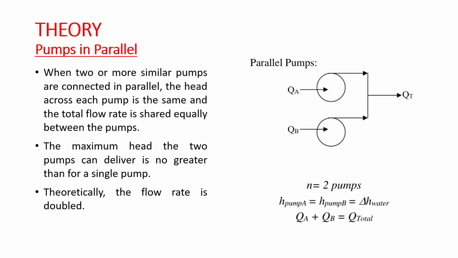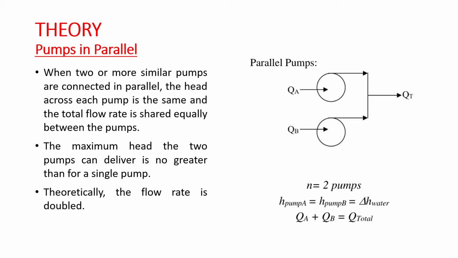When two or more similar pumps are connected in parallel, the head across each pump is the same and the total flow rate is shared equally between the pumps: Q_P over N, where N is the number of pumps in parallel. For identical pumps in parallel, the pressures at the two inlets and outlets are identical, and the maximum head the two pumps can deliver is no greater than for a single pump. Theoretically, the flow rate is doubled, although in practice this will not occur due to losses in the piping systems.